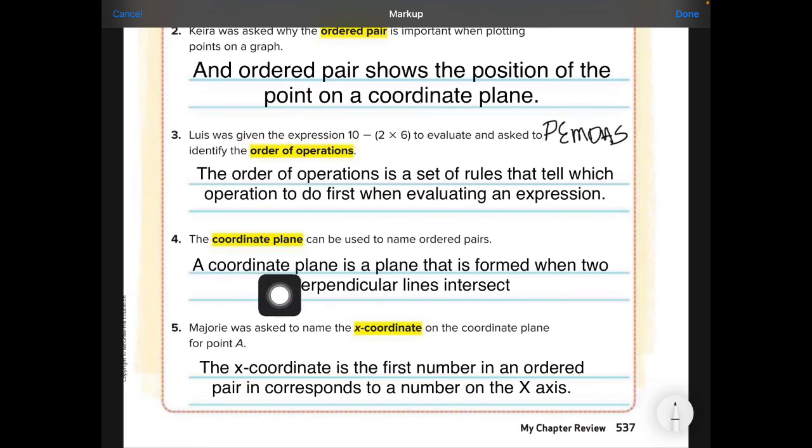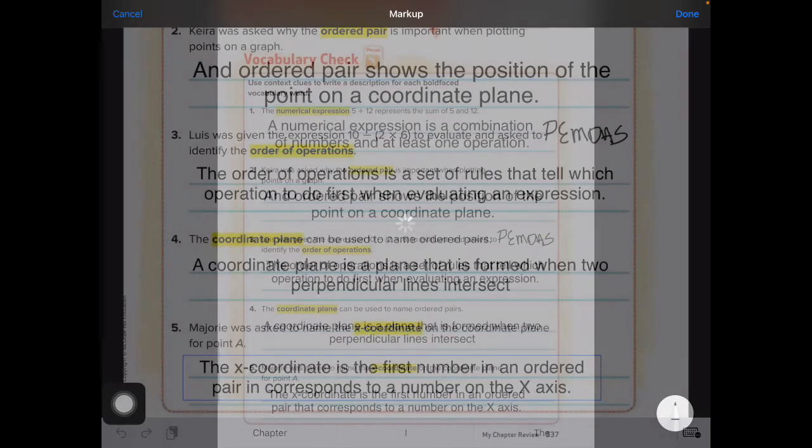A coordinate plane can be used to name two ordered pairs. A coordinate plane is a plane that is formed when two perpendicular lines intersect. Number 5, Mallory was asked to name the x-coordinate on the coordinate plane for point A. What in the world is x-coordinate? An x-coordinate is the first number in an ordered pair that corresponds to a number on the x-axis. There you go.